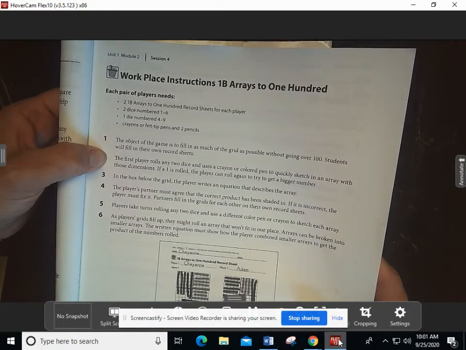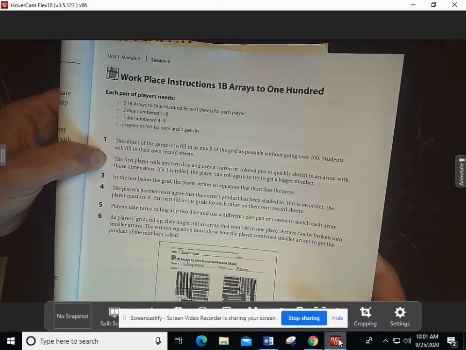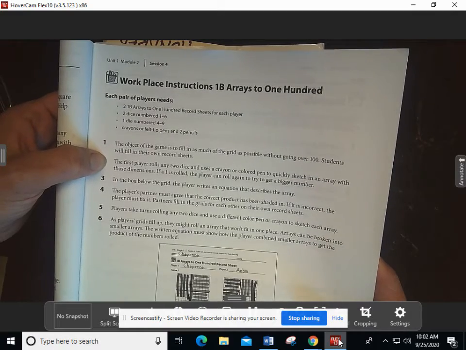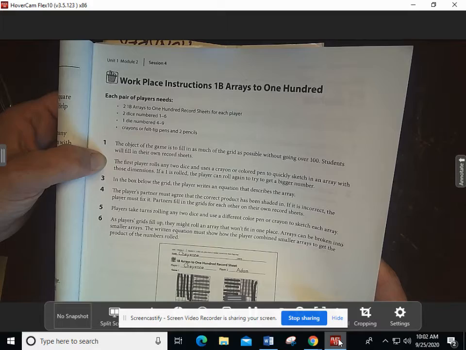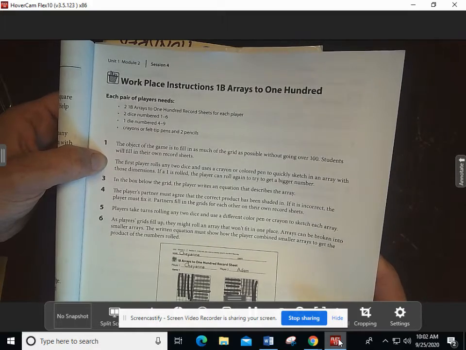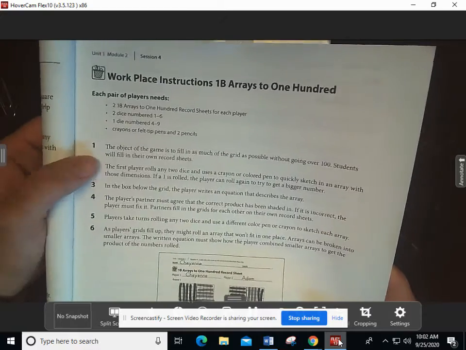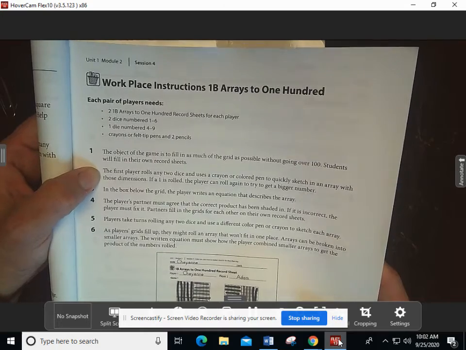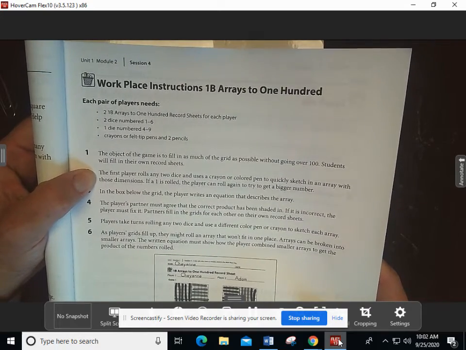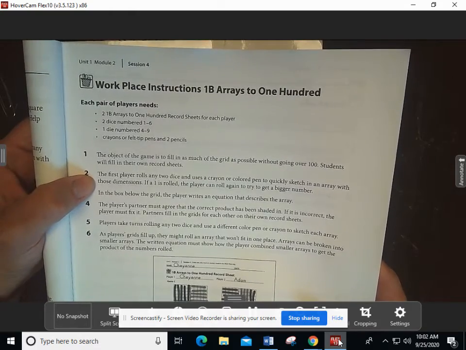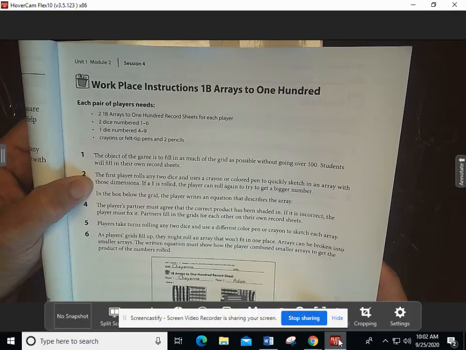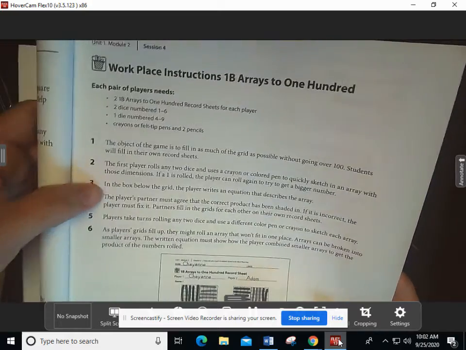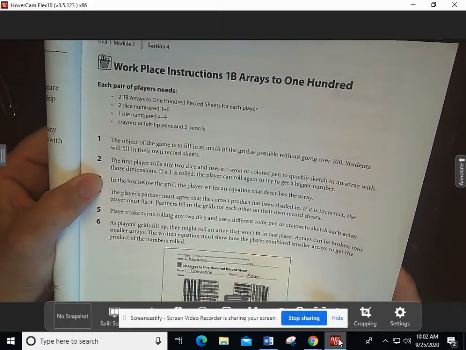You have 3 dice, you're rolling 2. That means one of your dice is not rolled. I'm going to say that again. All of you have 3 dice. One of them will not be rolled. You're going to roll the 2 dice, and you're going to use a crayon, a colored pen, a marker, a colored pencil, and you're going to quickly sketch an array with those dimensions. If a 1 is rolled, the player can roll again to try to get a bigger number if you want to. In the box below the grid, the player writes the equation.